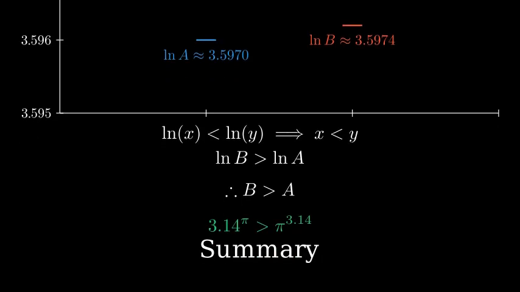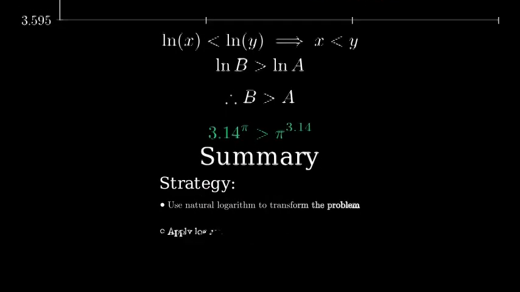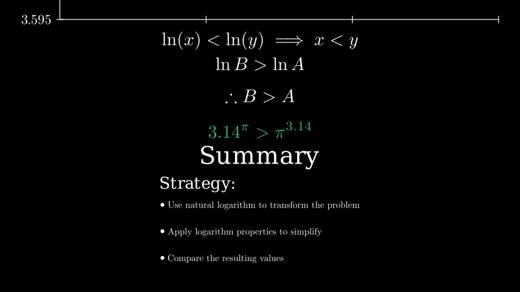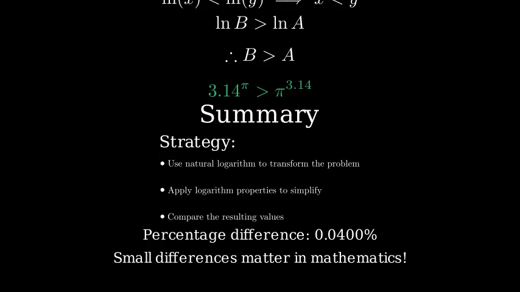Let's summarize what we've learned. To compare pi raised to the power of 3.14 and 3.14 raised to the power of pi, we used the natural logarithm to transform the problem into something easier to calculate. This strategy works because: 1. The natural logarithm is monotonically increasing, so it preserves inequalities. 2. Logarithm properties allow us to simplify exponents into products. The difference between these two expressions is quite small, less than 0.1%.